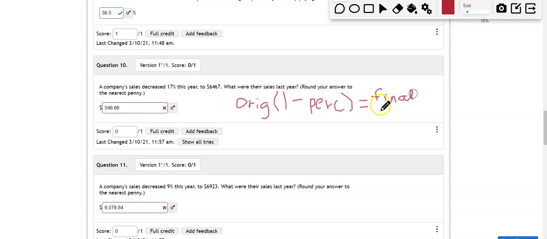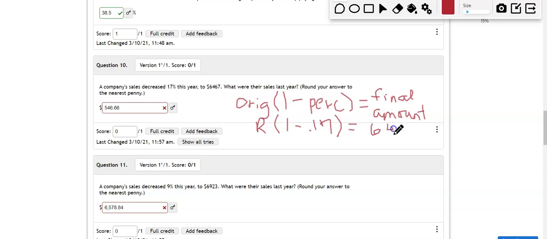Now, in this case, we're being given the final amount. Let's notice the 6467 is the amount after the decrease has occurred. So let's fill in. Again, instead of putting O, I'm going to go ahead and call it R just because I don't want to call it O and have that look like a 0. We don't know the original amount, so we'll call it R. And then our percent in this instance is 17% as a decimal, that's 0.17. And the final amount is the 6467.